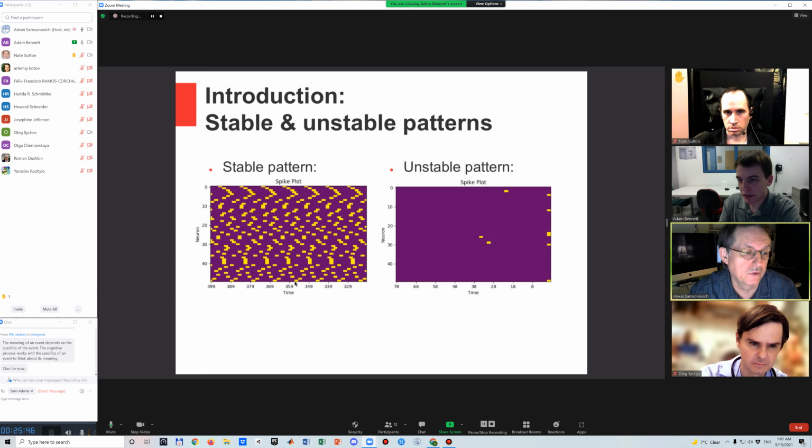Like, would it be a model of realistic brain networks, or would it be useful for AI, or what is the potential? So this would be a very preliminary work.